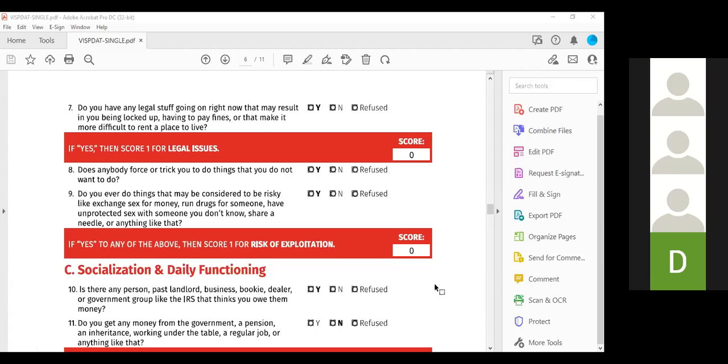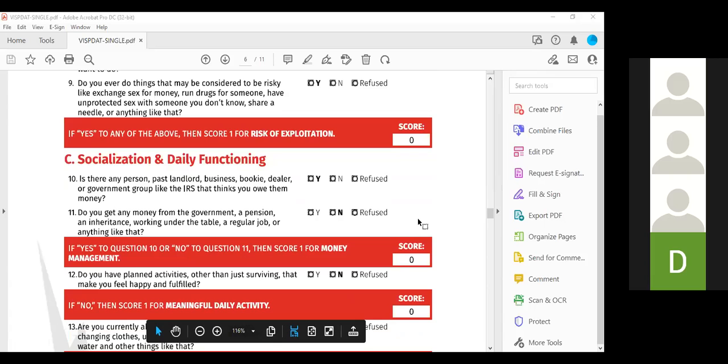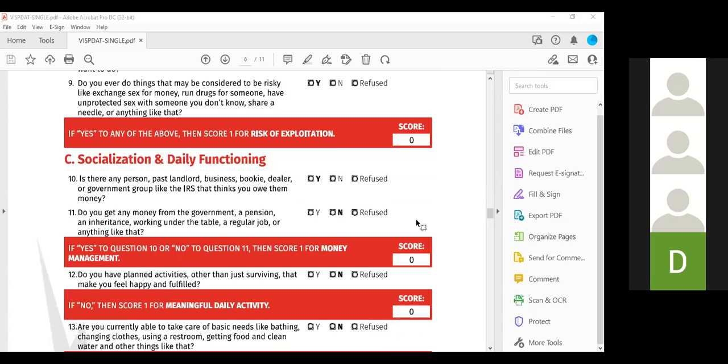But going down to section C, where it says, is there any person, past landlord, business, bookie, dealer, or government group like the IRS that thinks you owe them money? I'm like student loans, Consumers Energy, water bill, anything that's going to take your money to make it harder for you to get into a place or maintain your portion of the rent. It doesn't have to just be the things that are listed. Student loans, or do they have an old bill where their wages may get garnished? Anything that's going to prevent them or take from their money to be in stable housing. So that's where Tracy and Travis mentioned the stuff about probation fees or anything like that, whatever is going to make it more difficult.